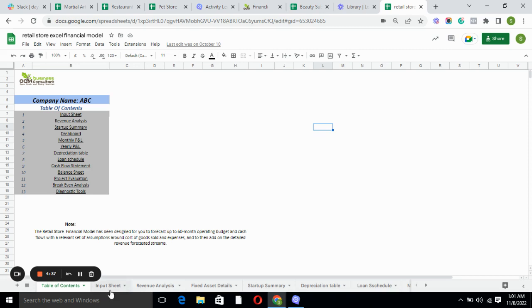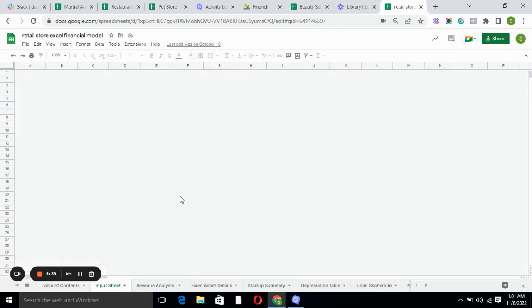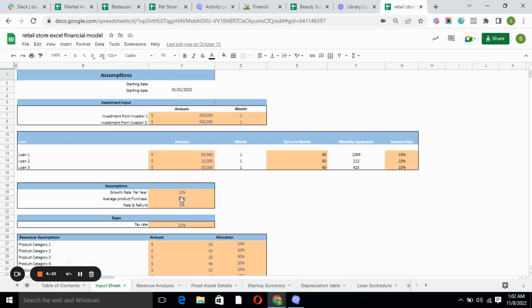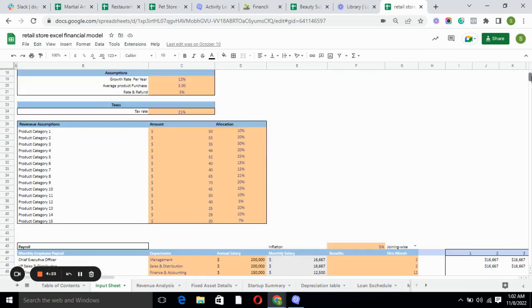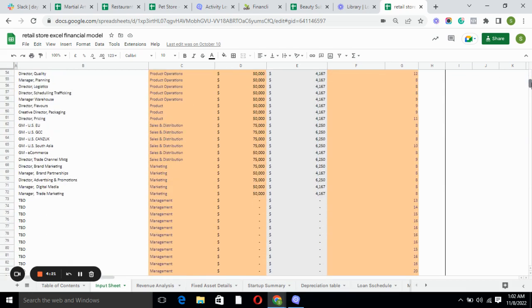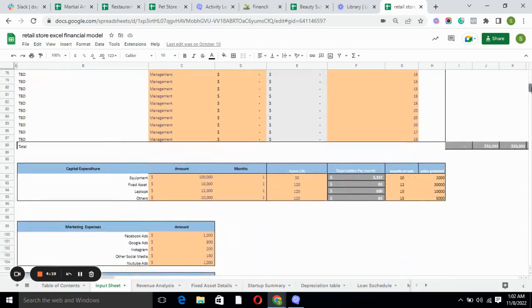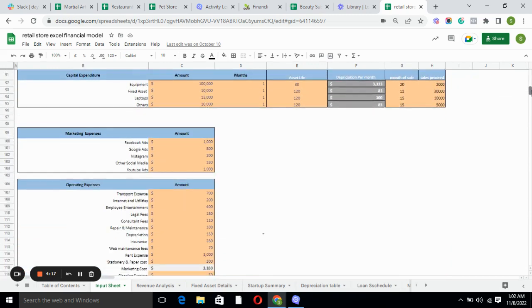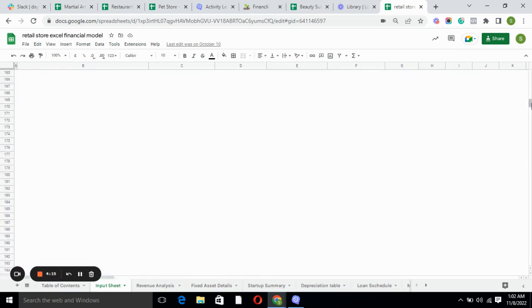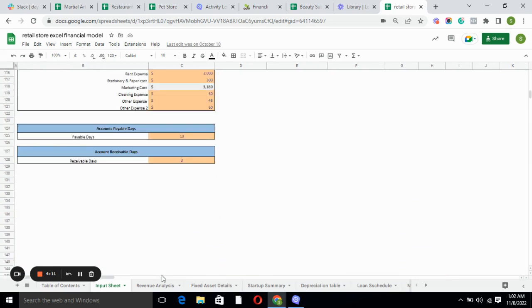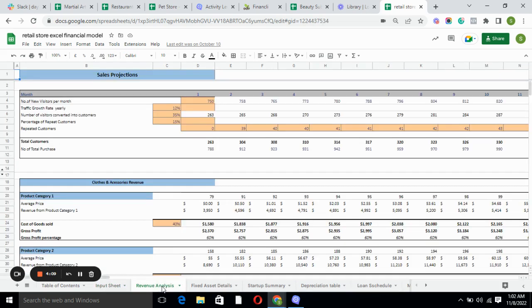Moving forward to the input sheet, what does basically an input sheet include? It includes all the basic information which is required for the business. Currently, we have assumptions, investment input. We have a monthly employment payroll. We have product assumptions. We have capital expenditure, marketing expense, operating expenses, and every other little thing which is required for the business.